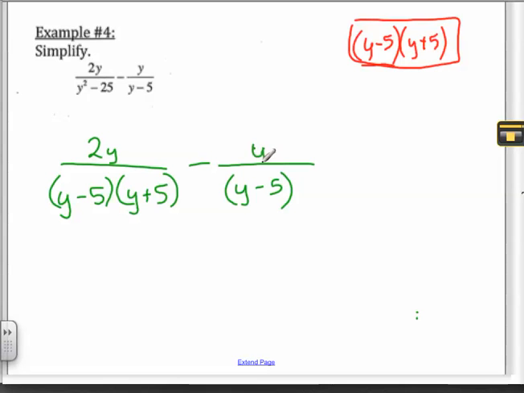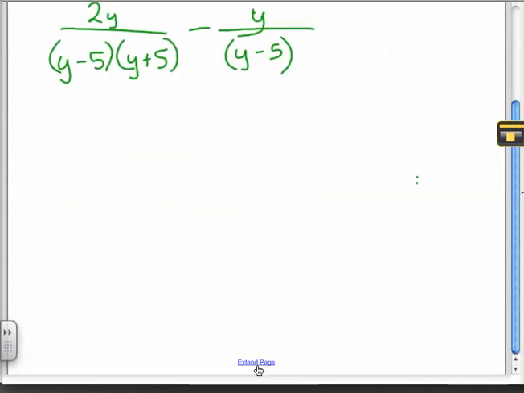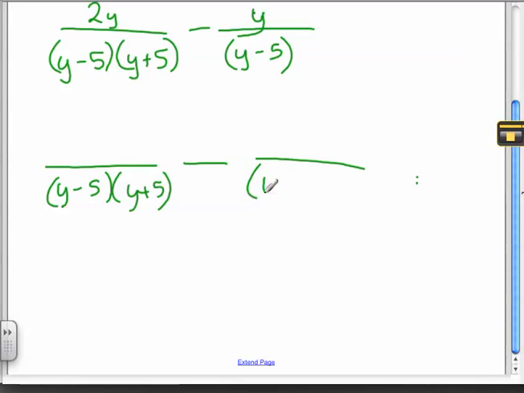I know that this is y. Now I'm going to rewrite with the common denominator, which is y minus 5 times y plus 5, on both sides. Oh, there we go, y plus 5. Good. Hugh, what did I multiply the first denominator by? Or did I change the first denominator at all? No, I didn't, so I don't change the numerator either.